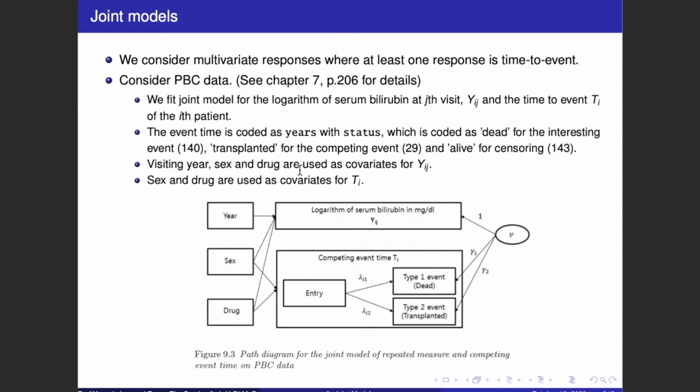Visiting years, sex, and drug are used as covariates for Y_ij. Besides, sex and drug are used as covariates for T_i. And this figure represents the path diagram for a joint model of repeated measures and competing events on PBC data. You see, we have year, sex, drug, the logarithm of serum bilirubin, and there is the competing event time. We have lambda_i1 as the type 1 event, death, and lambda_i2 as the type 2 event, transplant, and its random effect V_i.